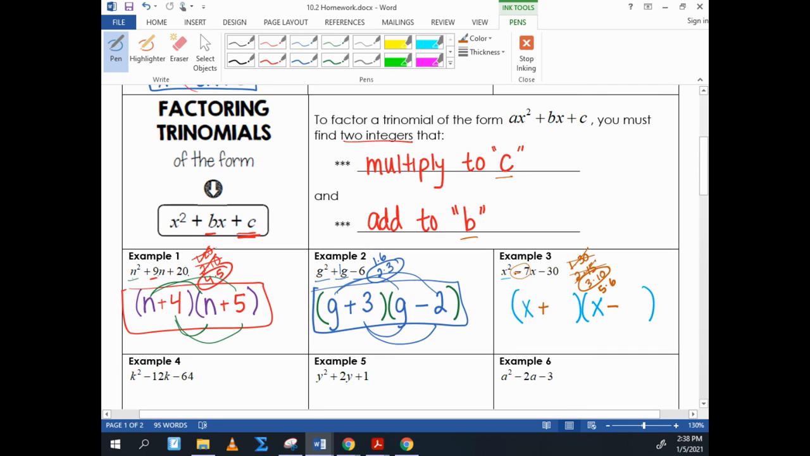So since my number is negative, I want that 10 over here to be with a negative, and then I've got a +3. So when I check this, x times x gives me my x squared. -10x plus 3x will give me that -7x. And then I've got a -30 right there. Okay. All right. We'll do the next 3 examples in our next video.